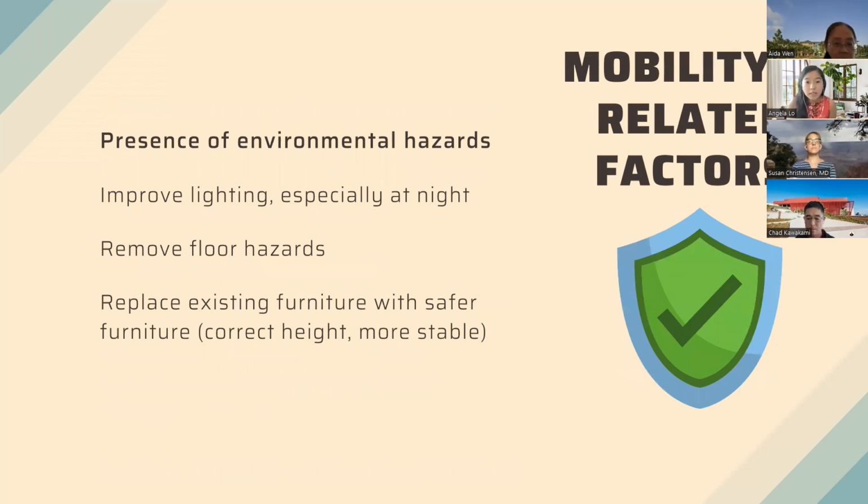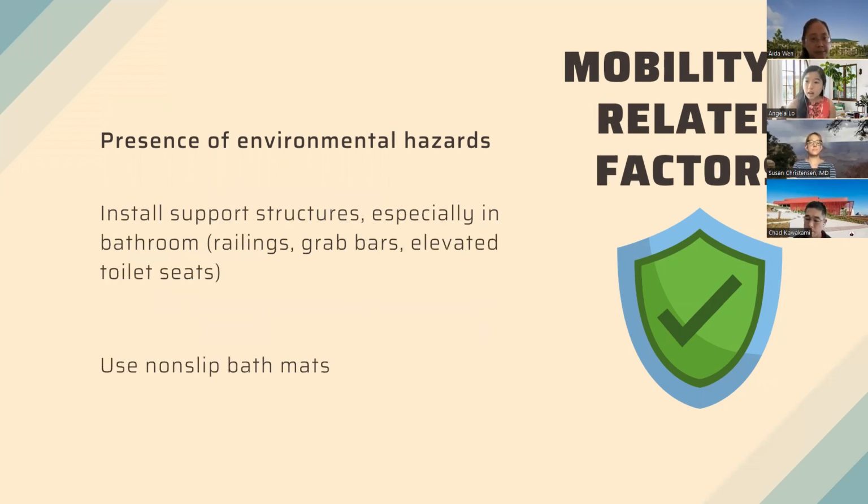And then with regards to mobility related factors, so if there's concern for presence of environmental hazards, you want to look into improving lighting in their homes, especially at the nighttime. You want to remove floor hazards like a throw rug. And then you would like to also recommend replacing or maybe fixing existing furniture with safer furniture, making sure they have the correct height, maybe of chairs, making sure that their legs are stable. In addition, if required or recommended, they can install support structures, especially in the bathroom, such as railings, grab bars, elevated toilet seats, and then also using non-slip bath mats.